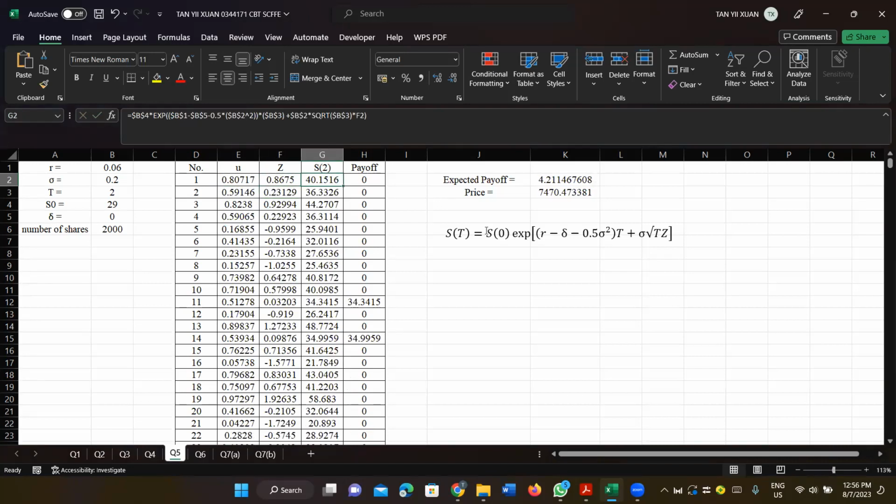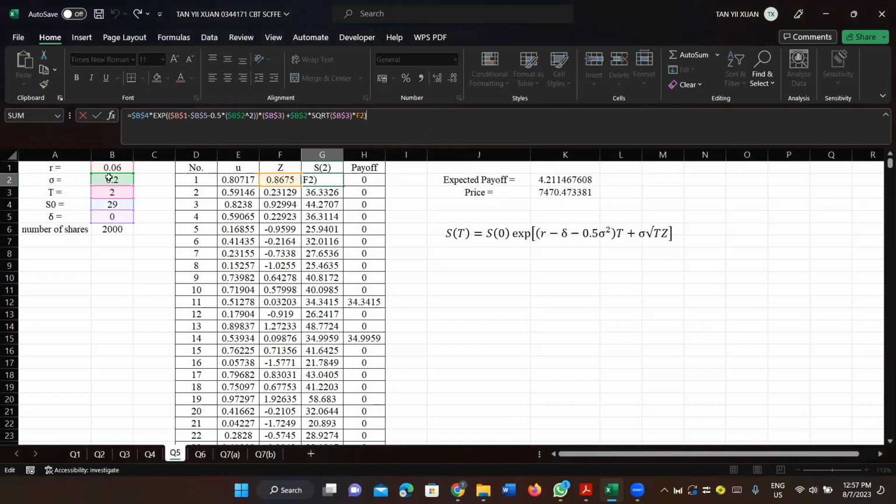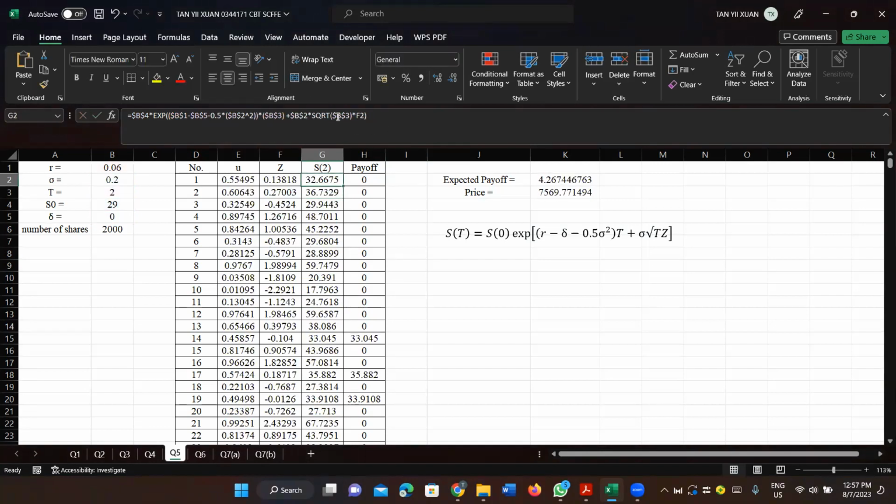Next, we can find the stock price at time T, which is 2, by using this formula with the z-score, which is S0 times the exponential power of (R minus delta minus 0.5 sigma squared) times T plus sigma times the square root of T and the z-score. So we can insert this formula in here. Since we have all this information there, we just calculate it, and then we will get the stock price at time 2.